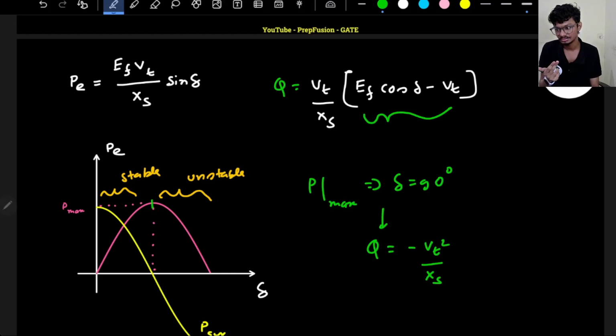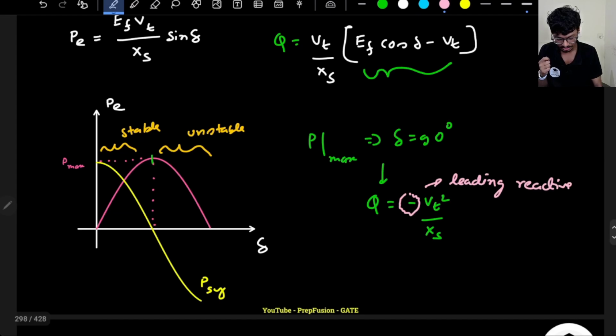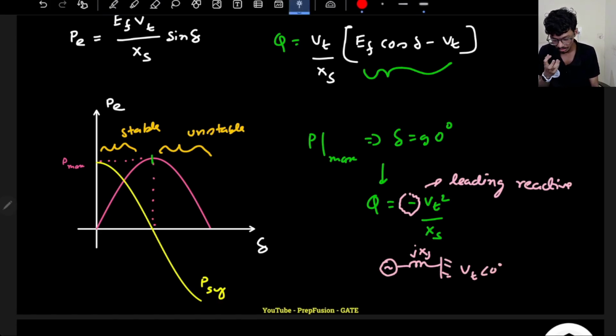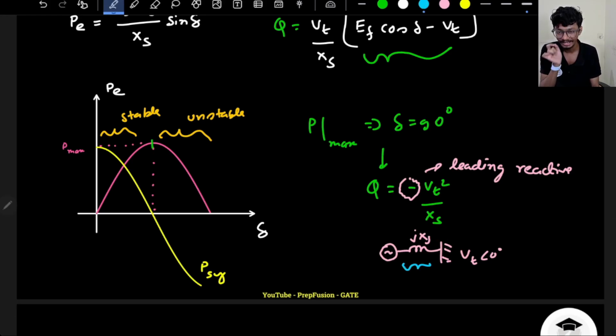Does it ring any bells? It is negative. Negative reactive power means what? It is leading reactive power. Does it make sense intuitively? Here I have a generator, then a reactance XS, and I am saying that the load is operating in leading reactive power. That means if the generator has to supply maximum power, the load must be leading. Why? Because the load shall supply this reactive power to the reactance. The load will supply the reactive power, not the generator. The generator will only supply the active power P.